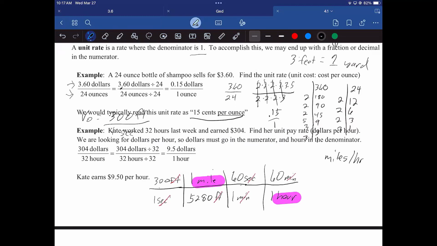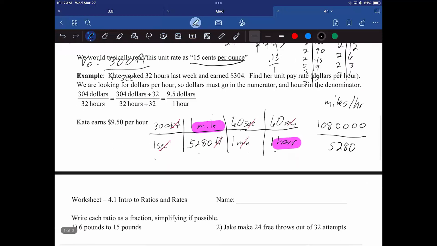So we say, okay, 300 times 60 times 60. And that's going to give me 1,080,000. That looks like a pretty large number. Over 1 times 5,280 times 1 times 1, that'll be 5,280. So divide by 5,280. And we get that that is traveling at a rate of about 205 miles per hour.